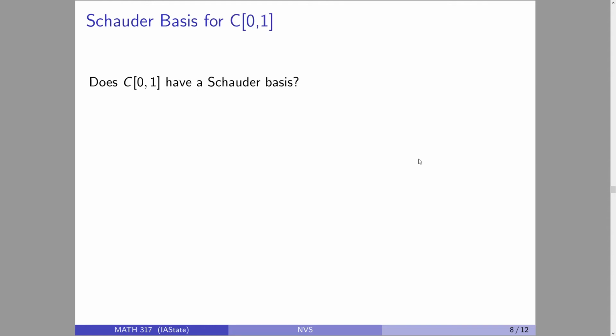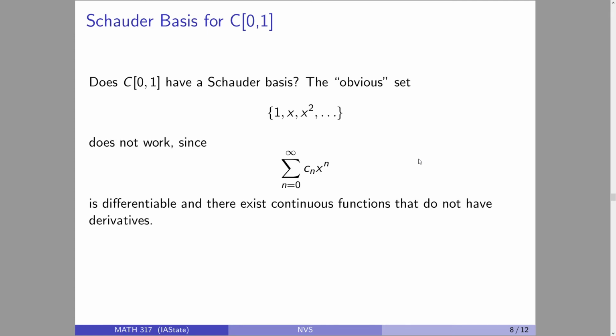So, pretty natural question then. Does the set of continuous functions actually have a Schauder basis? This is a name. Schauder is probably the right way of pronouncing it, but I'm going to say Schauder. But anyway, does the set of continuous functions actually have such a thing? Now, your first reaction might be to use the polynomials 1, x, x squared, x cubed, but that's not going to work. And why is it not going to work? Well, the things that you would form are power series.